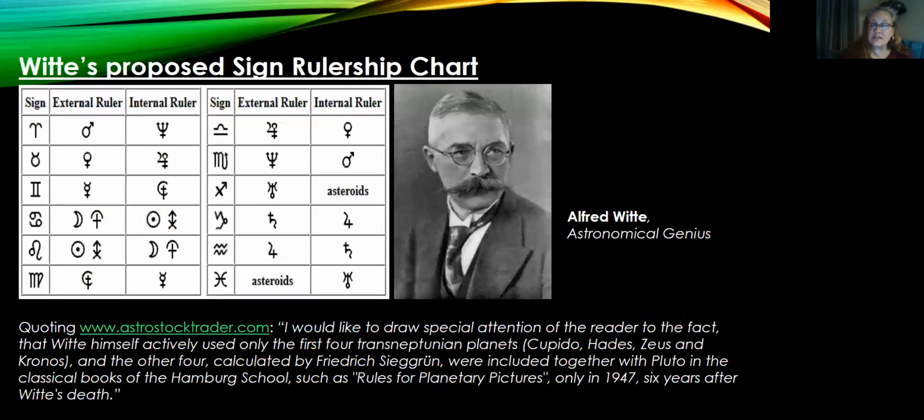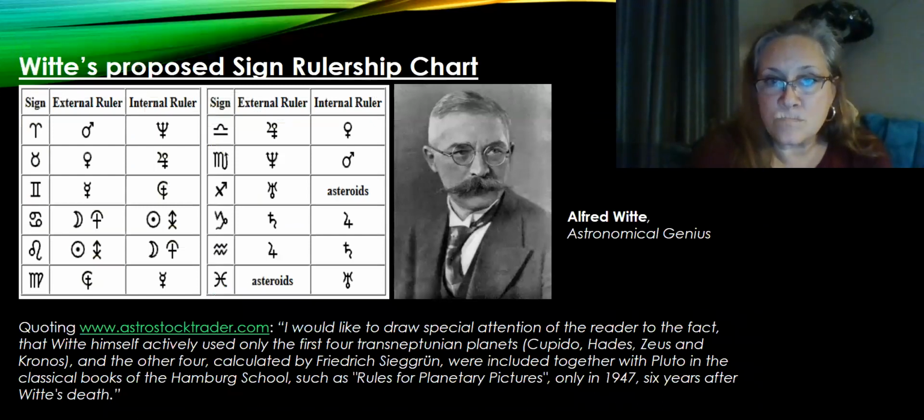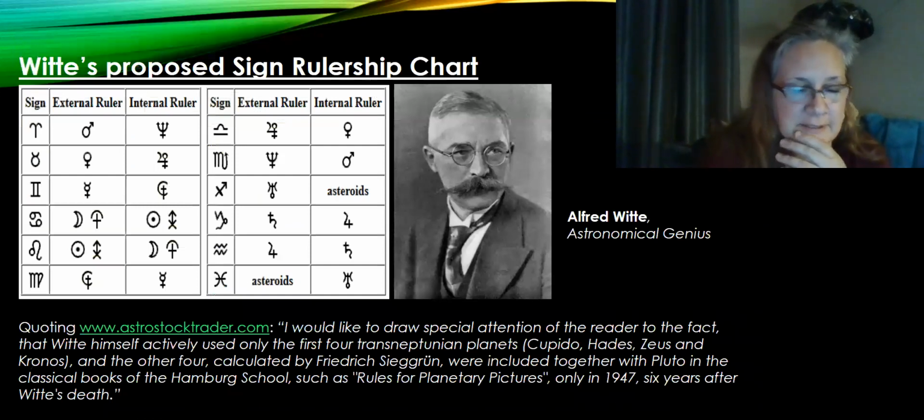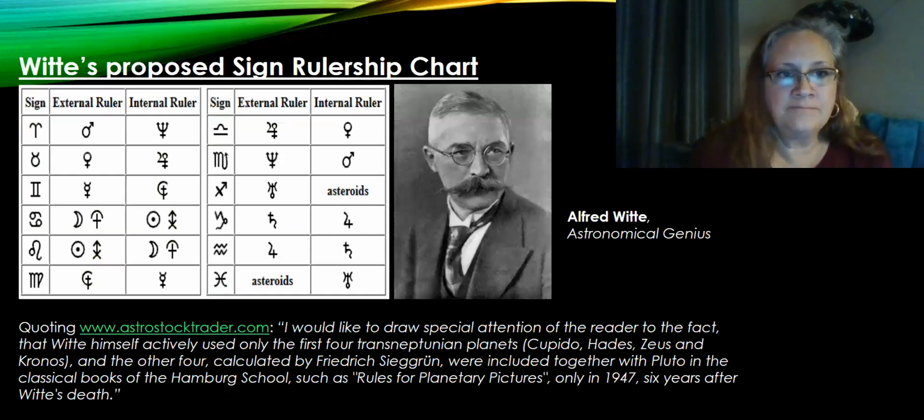And this is Whitty's proposed sign rulership chart and a picture of Alfred Whitty. I understand he was a quiet, thoughtful man, and truly I think he was a genius to come up with these things. But external ruler, internal ruler, and you can look at these and study them on your own. These seem to make sense in a lot of ways, and then in other ways it can be confusing, and you wonder where he was coming from, and I don't have any more on it.